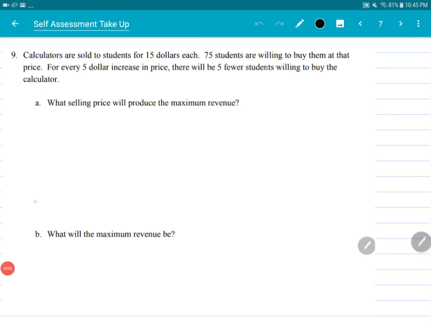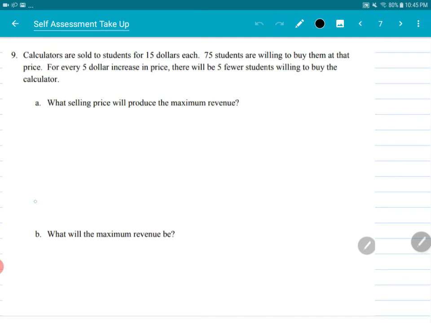Question 9, another word problem, another application. Let's read it together. Calculators are sold to students for $15 each. 75 students are willing to buy them at that price. For every $5 increase in price, there will be 5 fewer students willing to buy the calculator. You guys are pretty awesome at this question, at least from what I've seen. So this should have been pretty nice when you were trying it out, but let's take it up together.